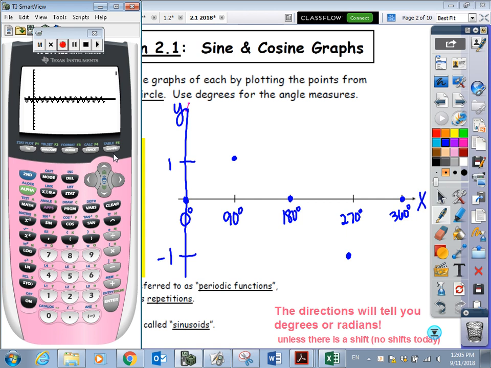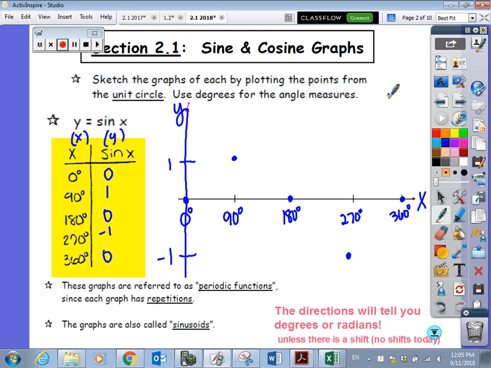When we graph this parent function, this is not the only part of it. It goes on and on forever. We just have to come to a stopping point at some point. So we graph one cycle. So what that looks like is it's a curve. Think of this top kind of like a parabola.